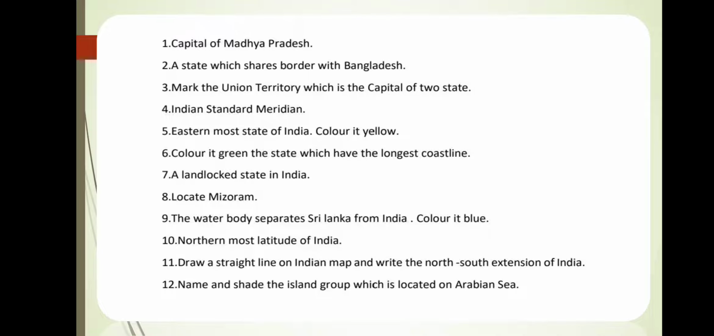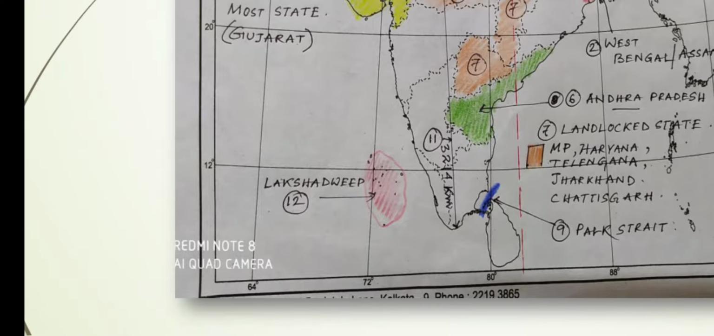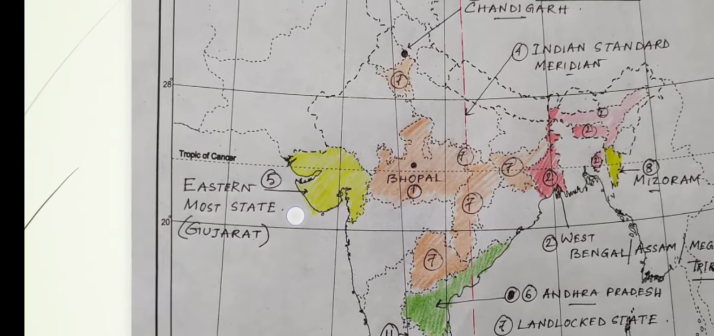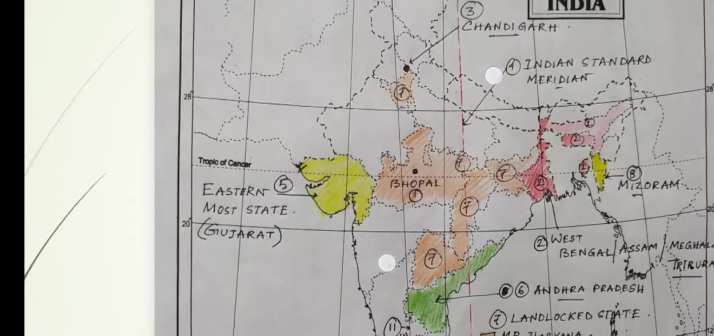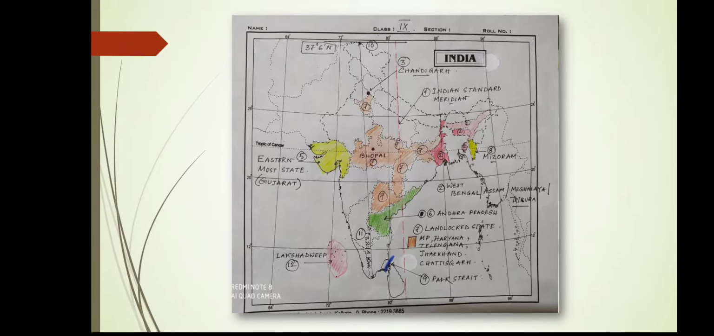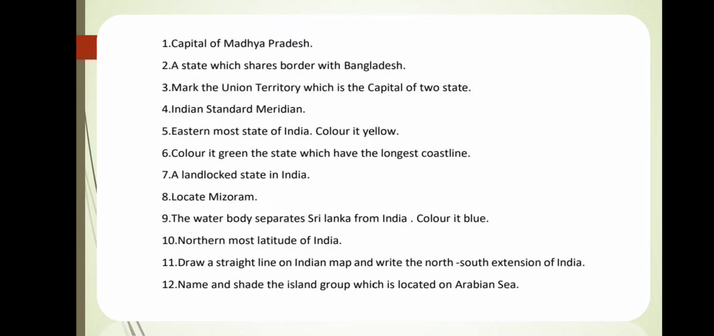Now the number 5 question. Easternmost state of India, color it yellow. Which is the easternmost state? Easternmost state is Gujarat. So this is number 5, easternmost state Gujarat, and I have colored it yellow. So this is the easternmost state of India. So you can see, students, how you will do it in your examination. Next question. Color it green the state which has the longest coastline.